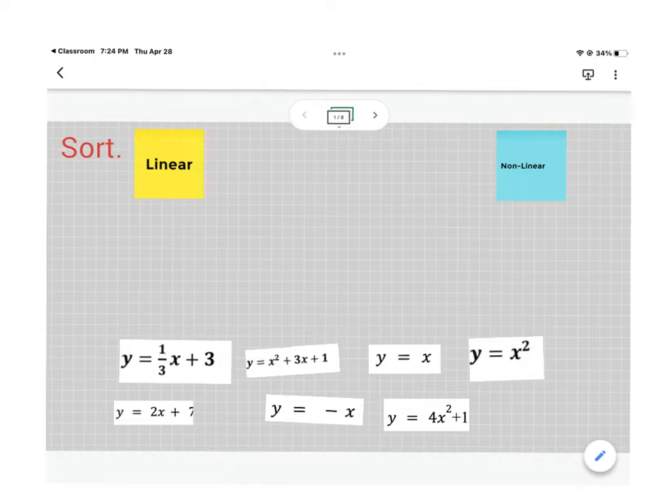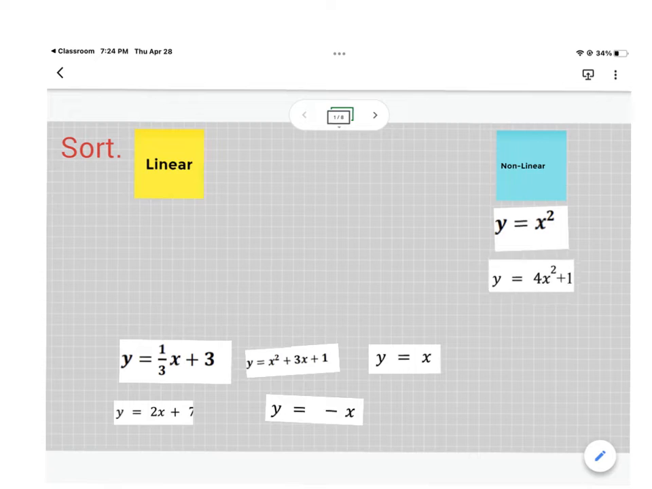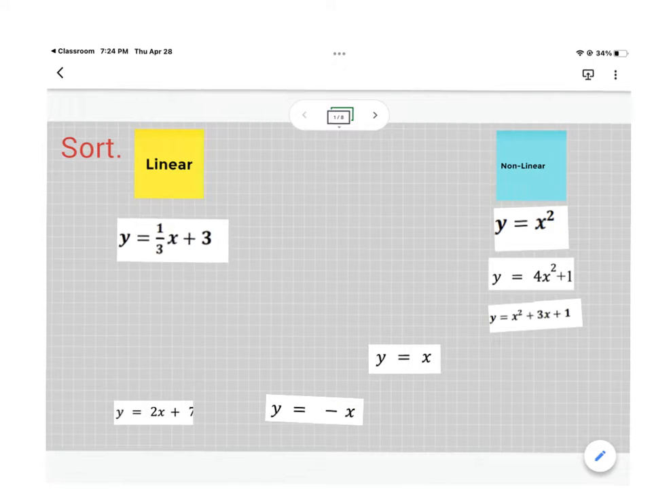What we saw then is that if x had an exponent that was bigger than 1, it was going to be nonlinear. So right away, x squared would be nonlinear, 4x squared plus 1 would be nonlinear, and this one here, x squared plus 3x plus 1, would be nonlinear. And if I look at all of these other equations where I've got just x all by itself, even though this one has a fraction, all of these are going to be linear.